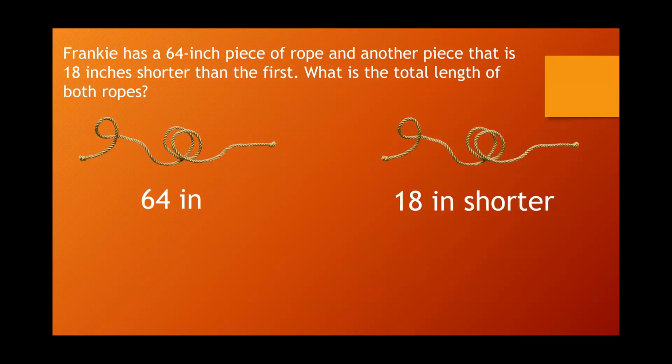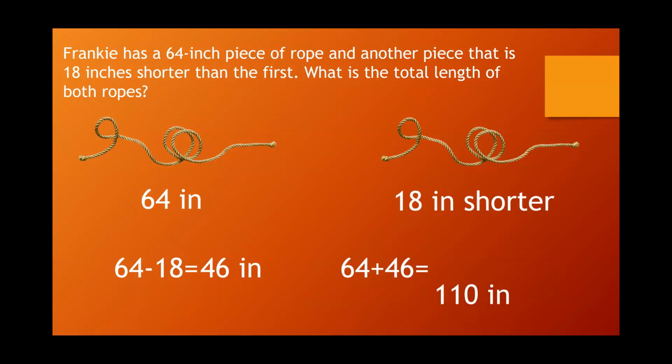We're going to subtract. So we're going to take the 64 minus 18. And did you say it was 46 inches? Great job. Well, we now know that the first rope is 64 inches and the second rope is 46 inches. So we can take those and we can add them together now to find the total length. So 64 plus 46 is what? Did you come up with 110 inches? Excellent job.